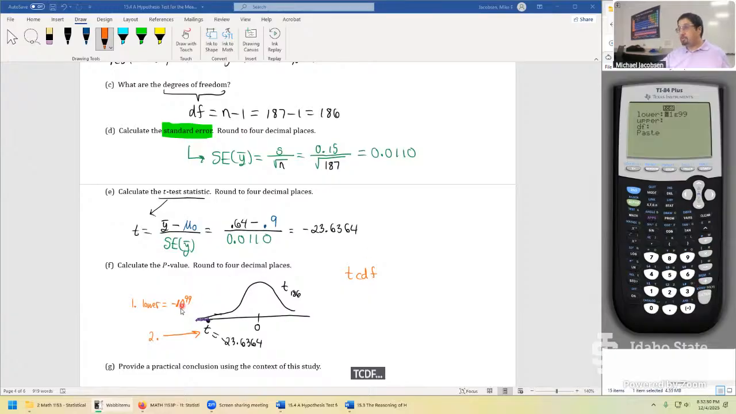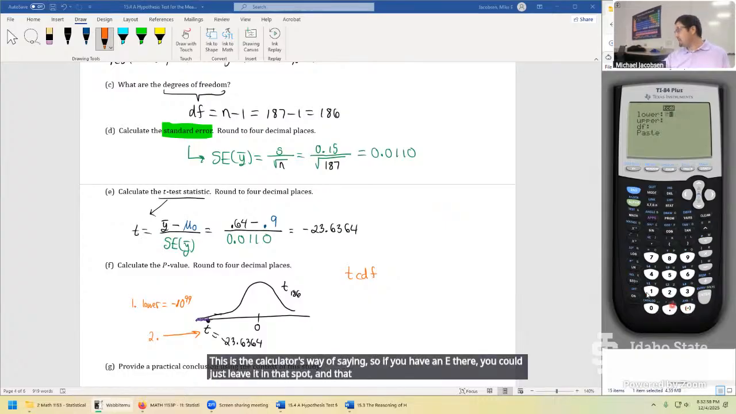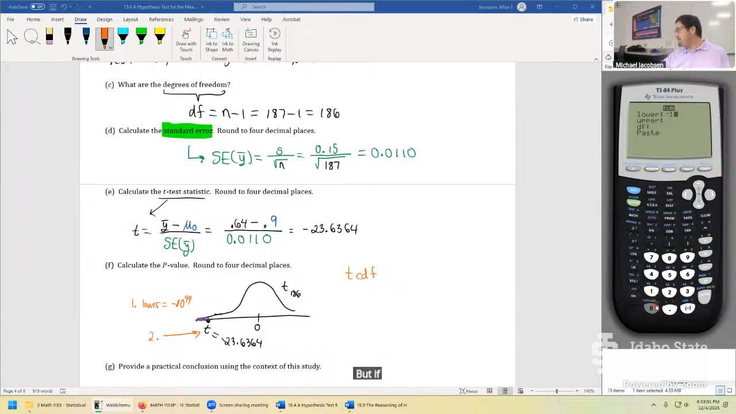So your calculator should have negative 10 power 99. This is the calculator's way of saying it. So if you have an E there, you could just leave it in that spot, and that works. But if you want to make it look exactly the same, here's what it looks like. Negative 10 power 99. Upper value is the test statistic T, negative 23.6364. We also fill in degrees of freedom, 186 came from part 6.